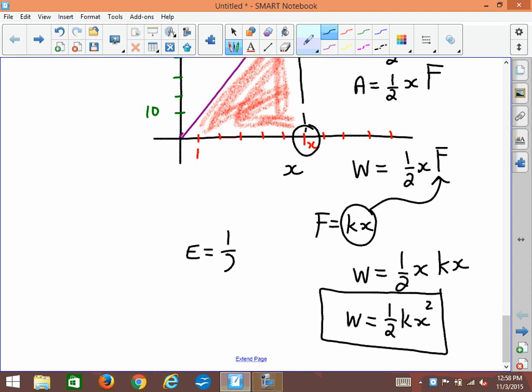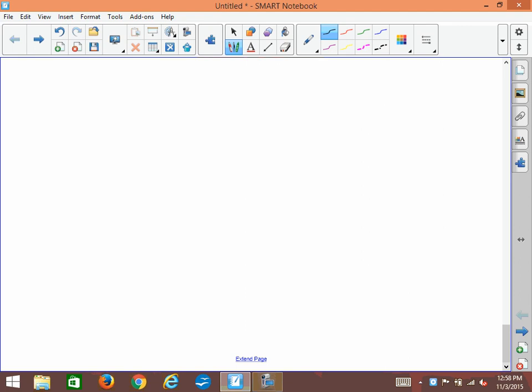So we often see it written as energy instead of work, 1/2 kx squared. And you can call that the energy in the spring. The energy in a spring is 1/2 of kx squared, which is good. Now we know all about how to calculate the energy, so let's do a little example.